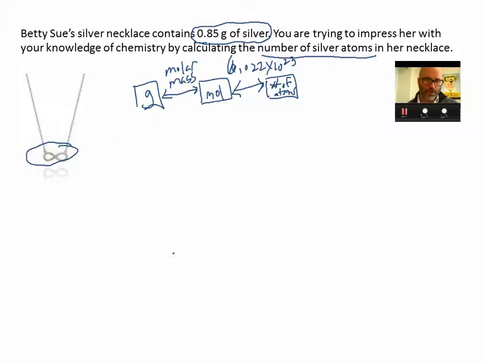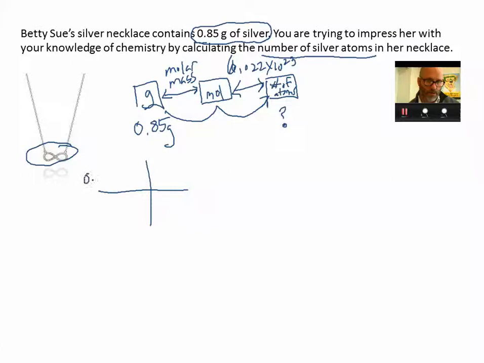So where are we starting? Well, look. We're starting in this box. We have 0.85 grams, and we want to figure out the number of atoms. So we want to end in this box. That's going to take 2 steps. First we're going to have to go from grams to moles, and then from moles to number of atoms. So let's draw our fence post.